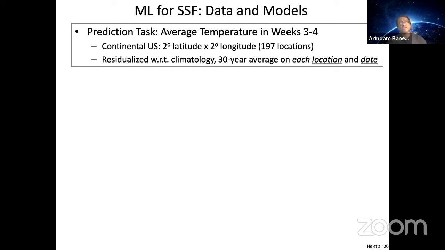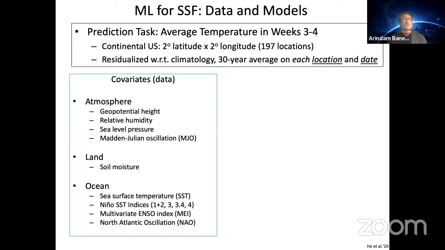And then we residualize with respect to climatology, right? So we basically remove the 30-year average at each location and date. What you're left with is the residual signal that you have to forecast. And if you're able to forecast that well, then you are of course going to be doing better than the baseline, which is climatology.